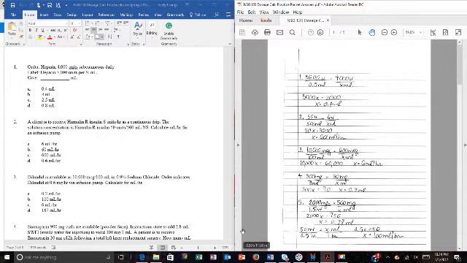Number 3 says Dilaudid is available as 10,000 micrograms per 100 ml, and it's given in 0.9% sodium chloride. 0.9% sodium chloride is normal saline. The order indicates Dilaudid at 0.6 milligrams an hour via infusion pump.